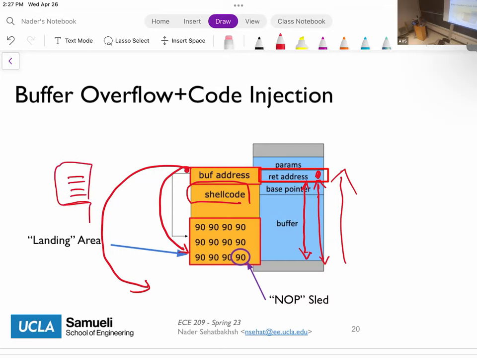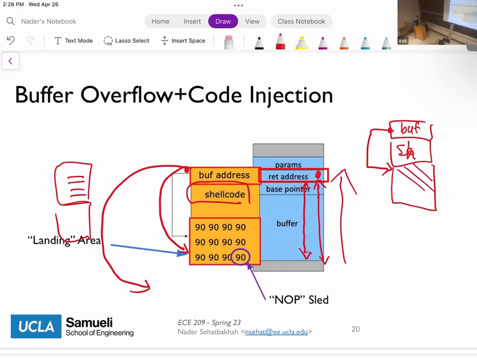What you do in addition to that is what we call a landing area. The landing area is this: if I had only the buffer address and the shell code, then what I need to write in this buffer address is the exact beginning of the shell code, okay? I really need to know exactly where the very first line of my shell code is, okay? And for some reason, this is a little bit difficult. So what I can do is add this additional space, if I have it, of course, and I call this the landing area.